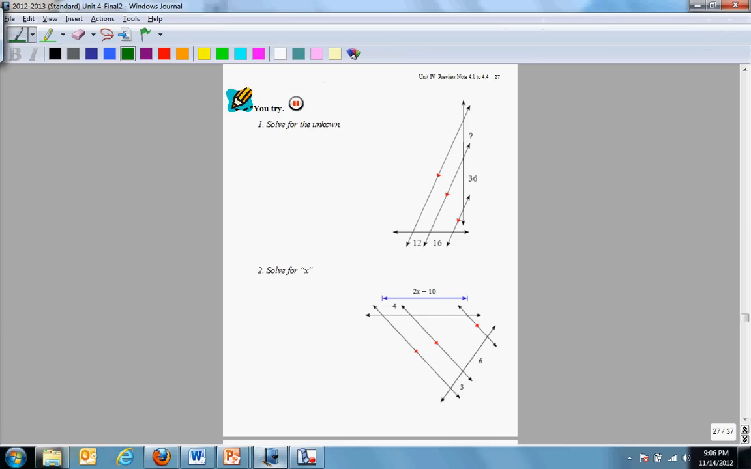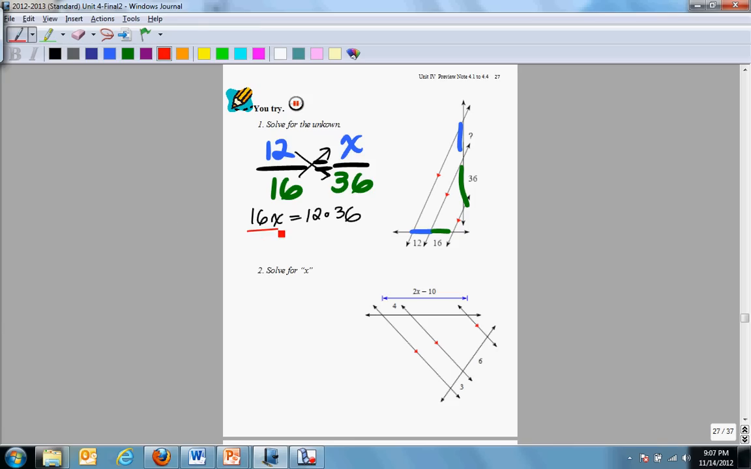Okay, let's see how you did here. In this one, we can match 12 over 16 equals unknown over 36. Now we're going to cross multiply. And we get 16x equals 12 times 36. Once again, instead of multiplying, I'm just going to divide these out. And we know that 4 goes in here 4 times, and 4 goes in here 3 times. And then 4 also goes in here 9 times. So the answer is 3 times 9, which is 27.